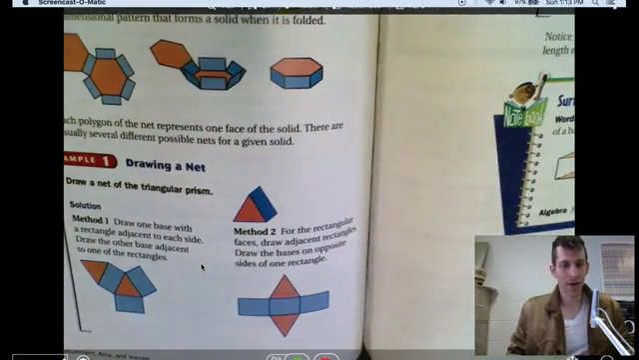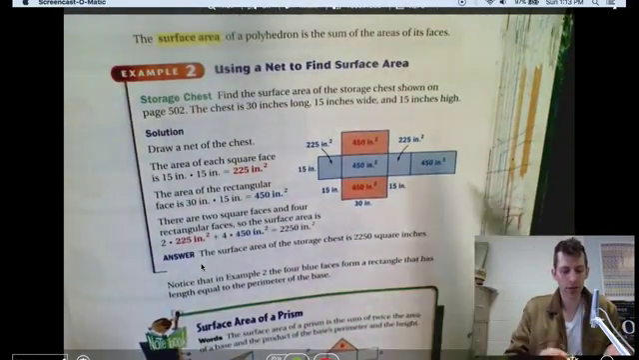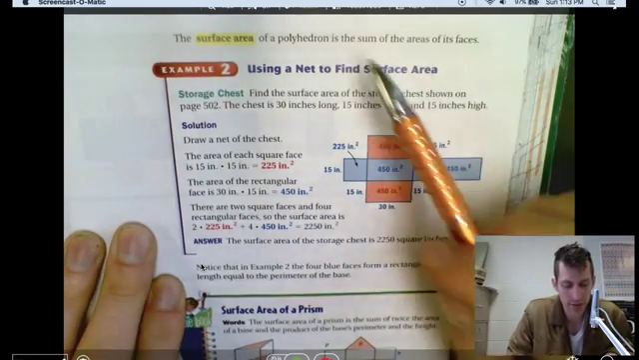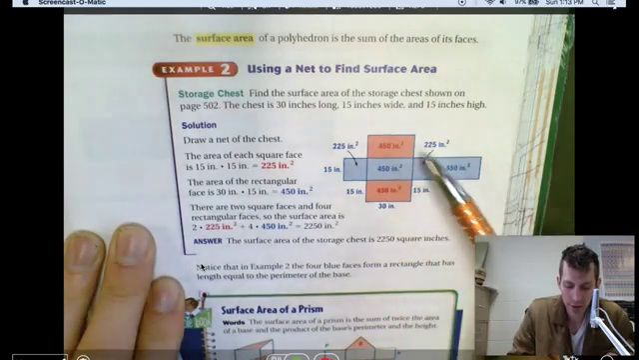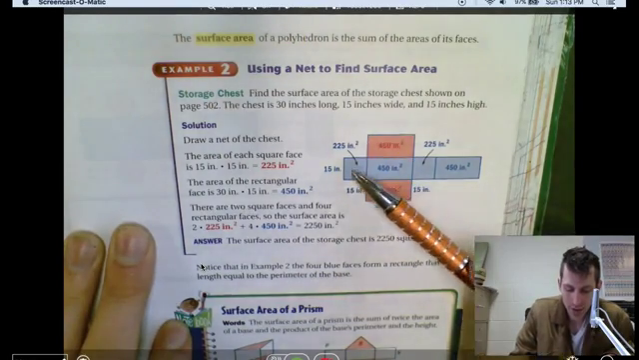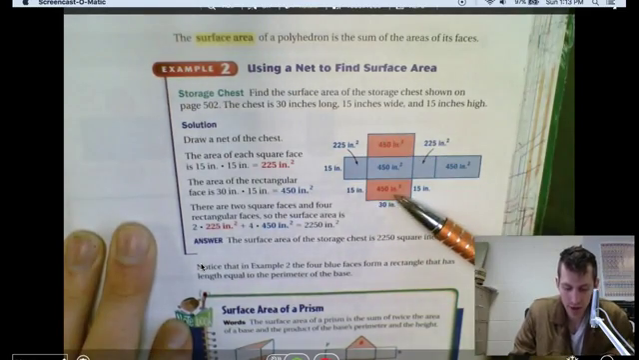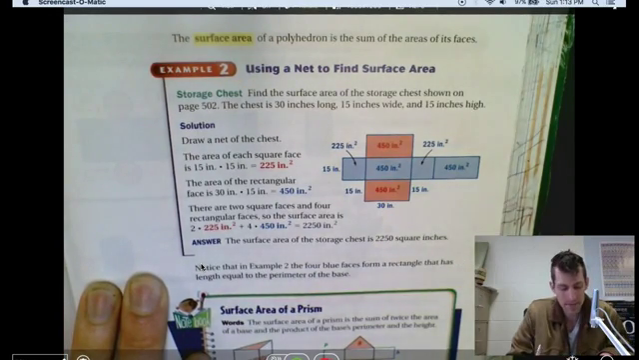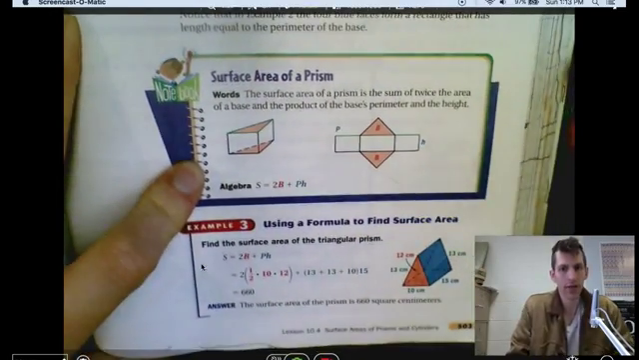Now, the surface area of a polyhedron, which is just a solid that's got polygons for faces, is the sum of the areas of its faces. So if you can break something down into a net like this, you can just find the area of each one of these, and that's what the surface area of that whole solid would be. Okay, so surface area of a prism.